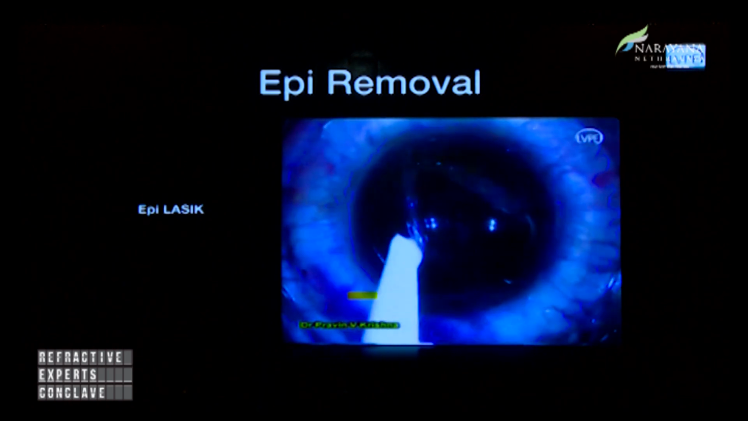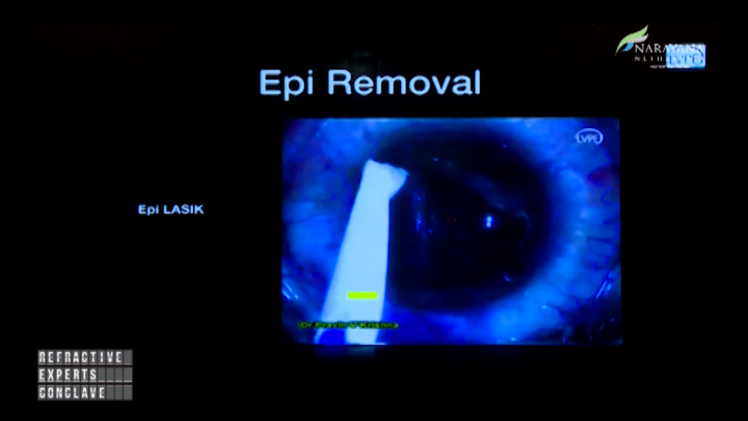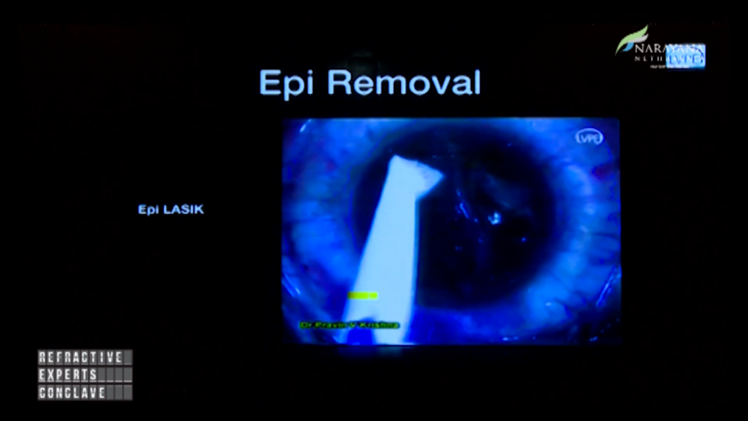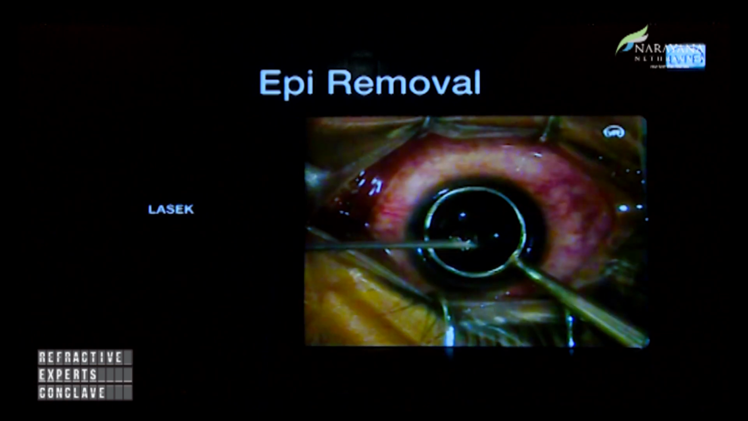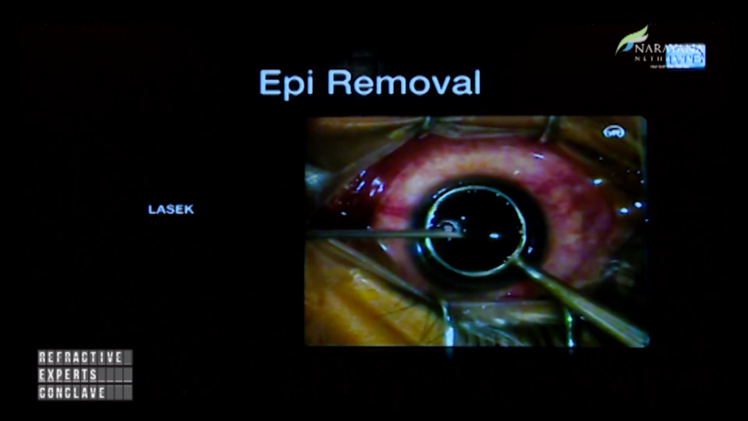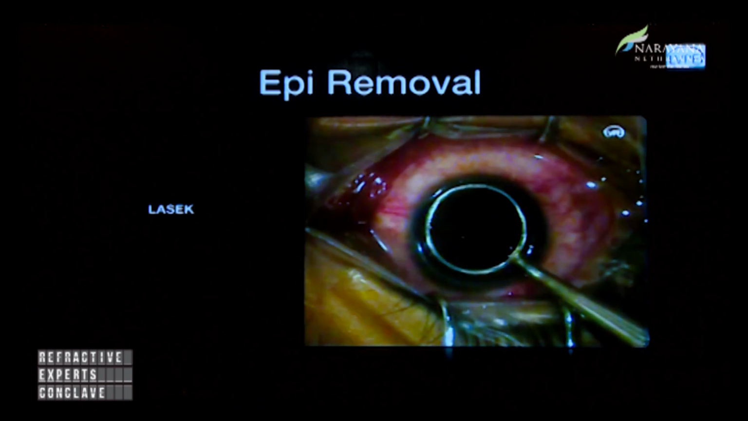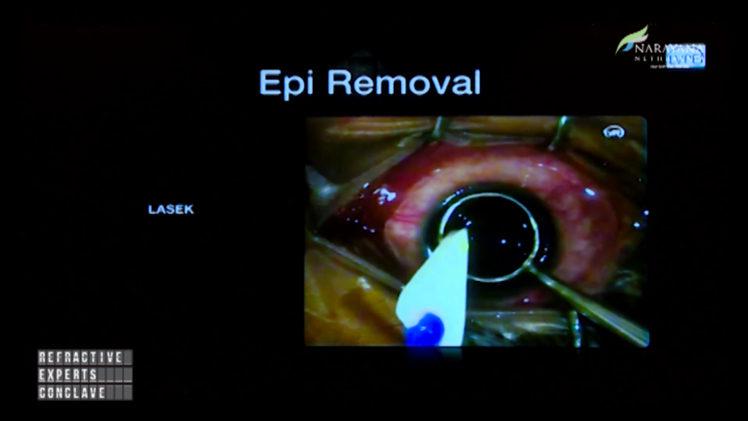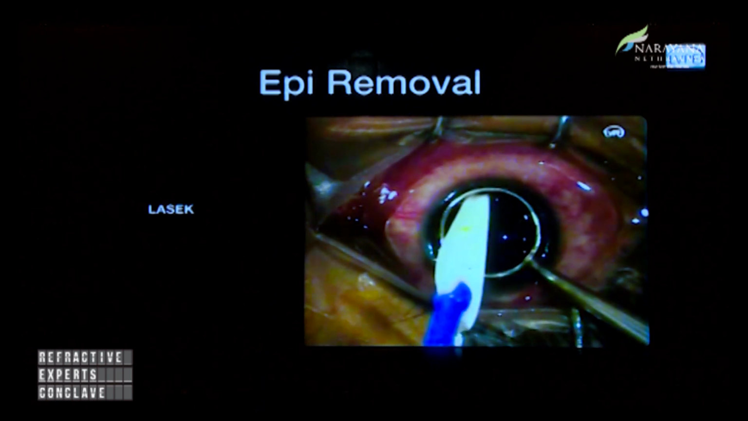Obviously, Epi LASEK is not very popular right now because of the fact that it adds another extra step, extra time, and also extra cost to the procedure of doing epithelial removal. LASEK obviously came into the market because it sounds just like LASIK, but then the fact that you use alcohol to loosen the epithelium also seems to give very good outcomes.